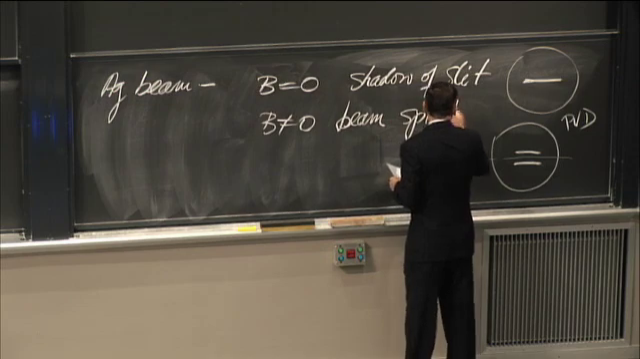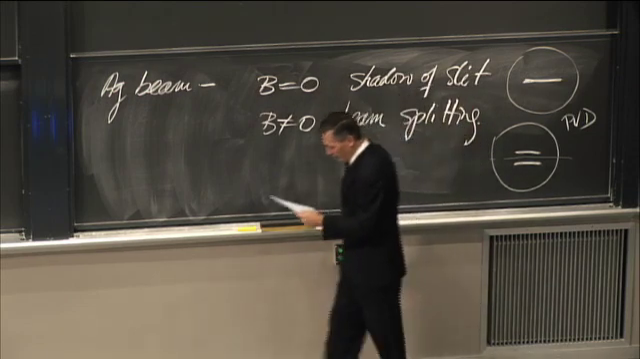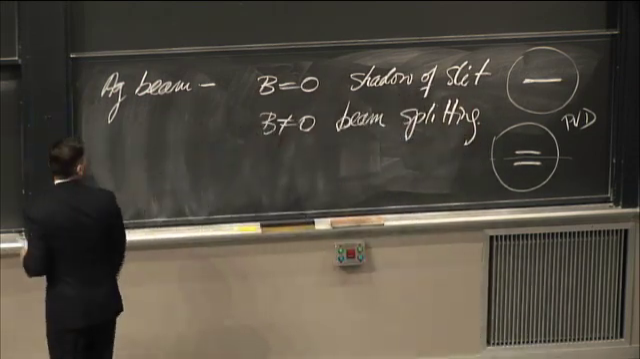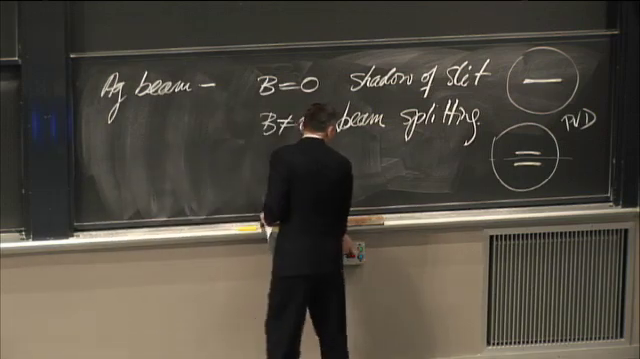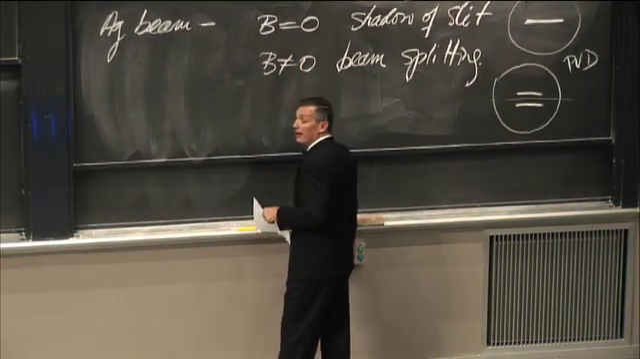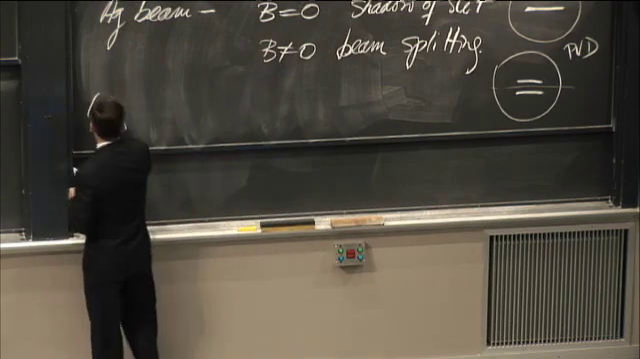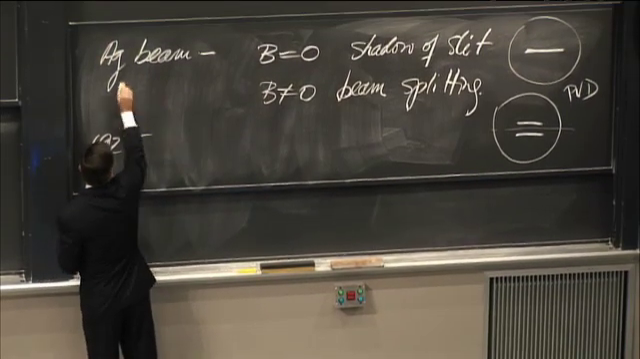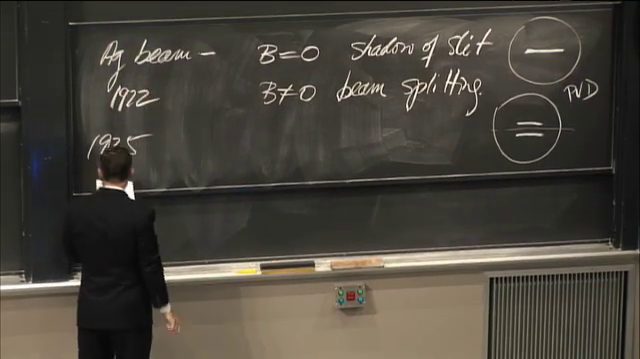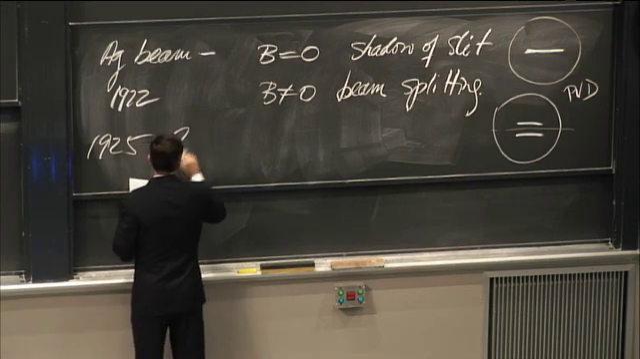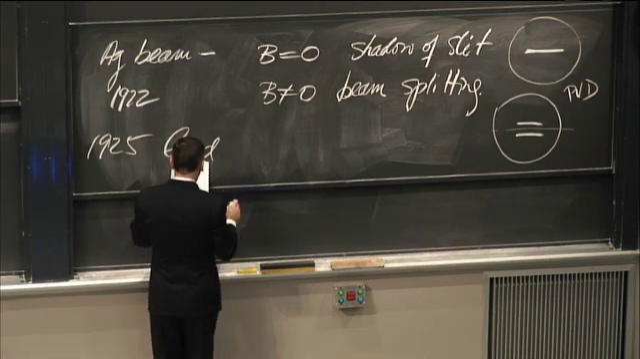Beam splitting. Boy, they had them scratching their heads on that one. No way to explain that. So along come a couple of graduate students. 1925, a couple of graduates. So this is 1922 in Frankfurt. 1925, two graduate students in Leiden again.